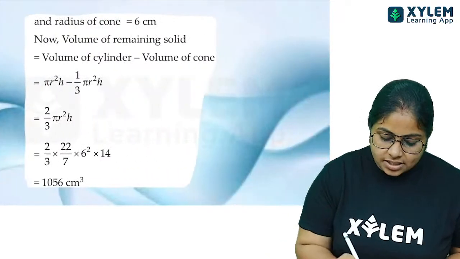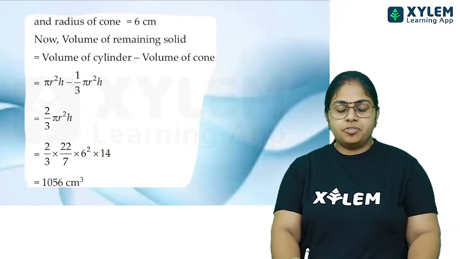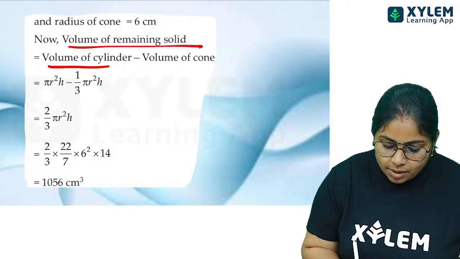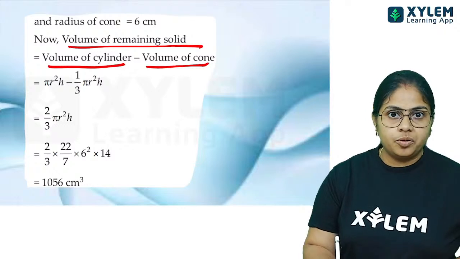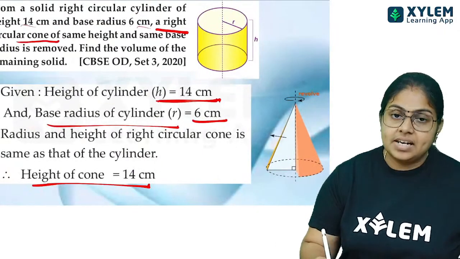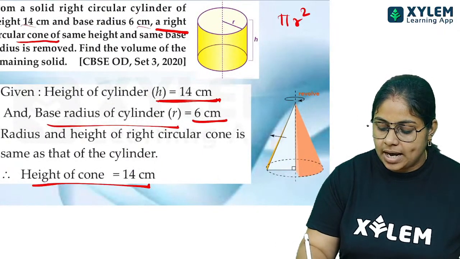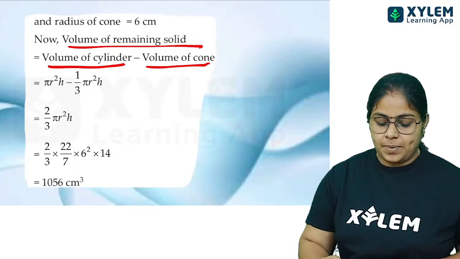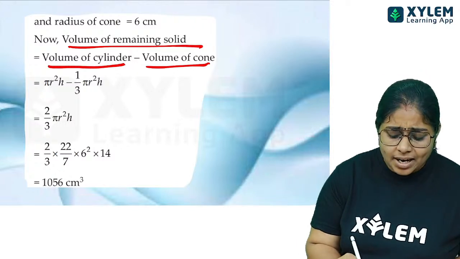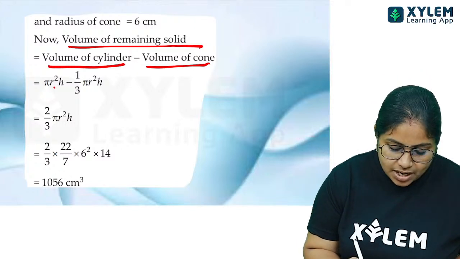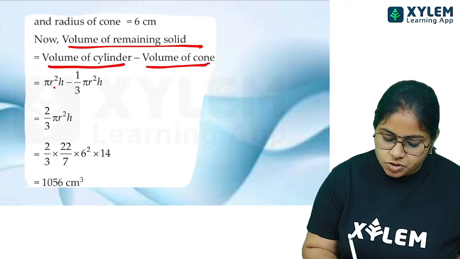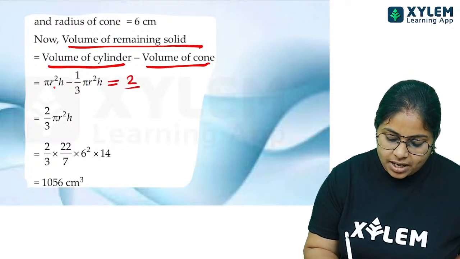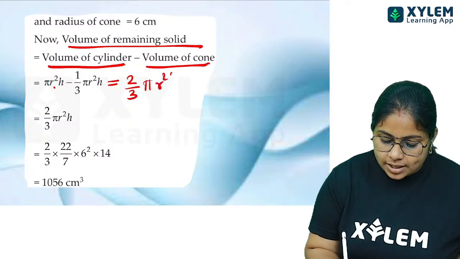Okay, next we have to find out the volume of the remaining solid, and for finding the volume of the remaining solid, volume of cylinder minus volume of cone we have to do, right? And we already know the volume of the cylinder, it is equal to pi r square h. And what is the volume of cone? It is 1 by 3 pi r square h. Okay, ഇവിടെ ഇത് രണ്ടിലും ആറും എച്ചും സെയിം ആണ്. So when we are taking the LCM, 3 pi r square h minus 1 pi r square h, it will be 2 by 3 pi r square h coming.